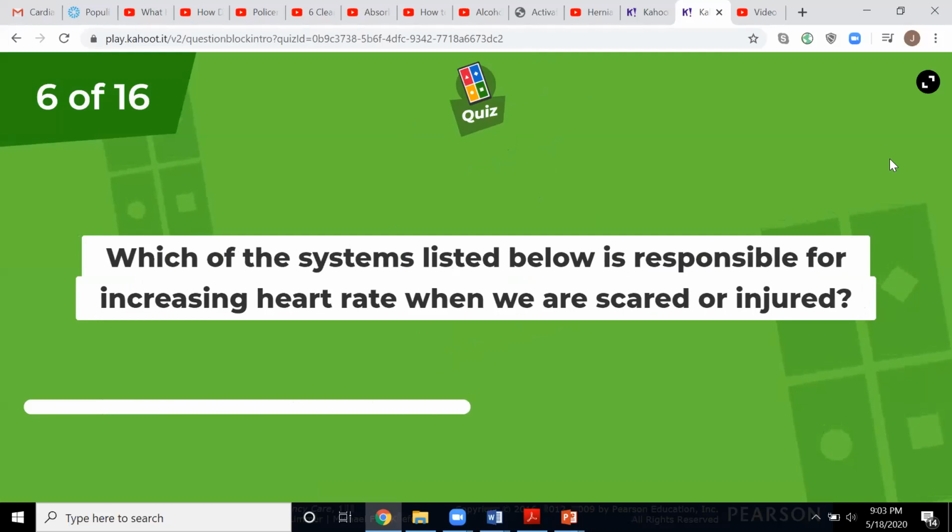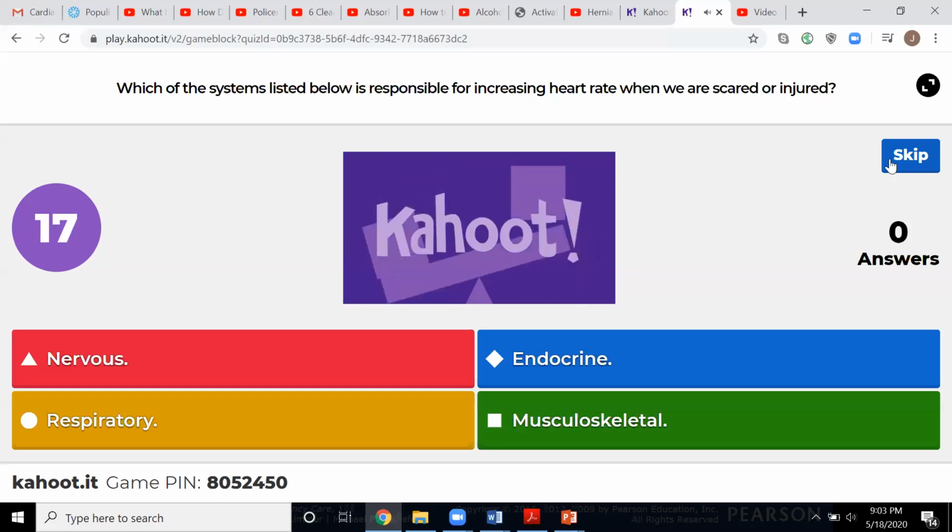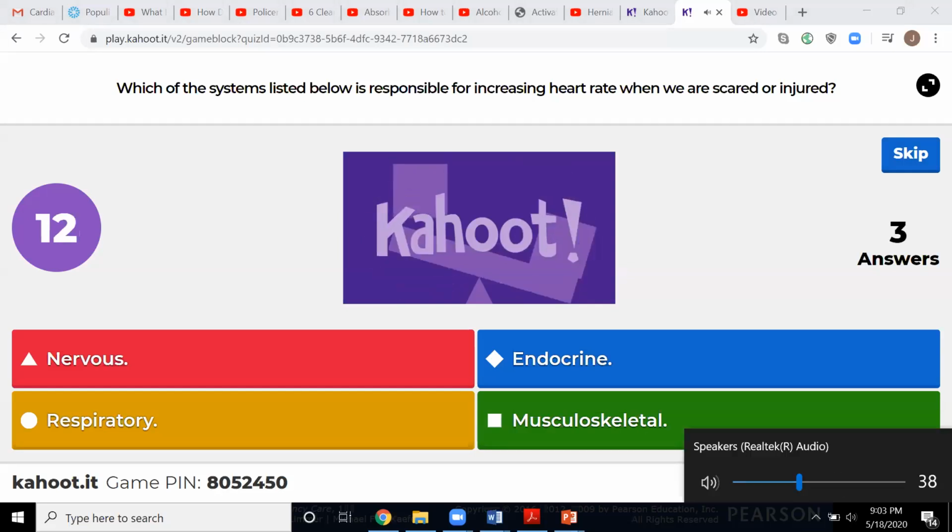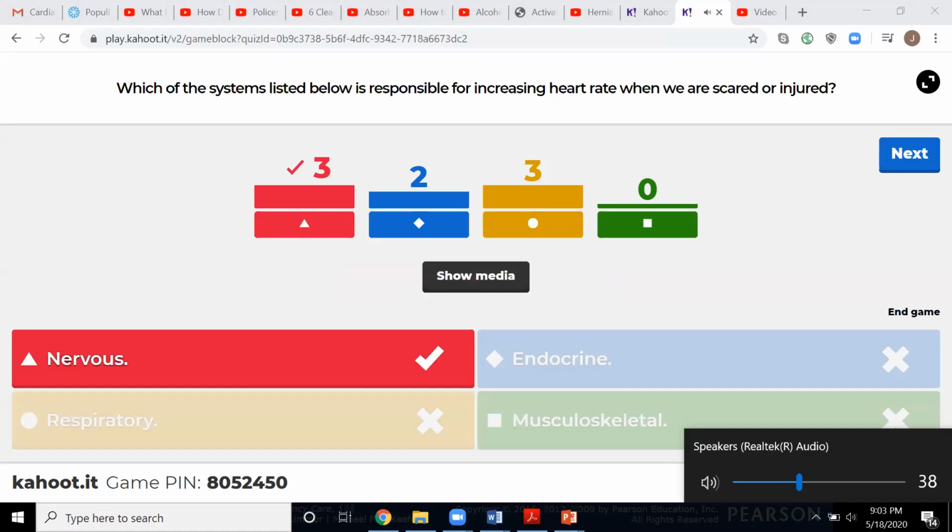Which of the systems listed below is responsible for increasing heart rate when we are nervous? Nervous system is the one that a good chunk of you guys chose. Yeah, so it's the nervous system, and it's really the sympathetic nervous system that increases your heart rate. The sympathetic nervous system.